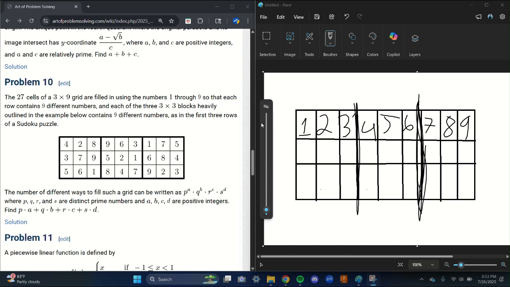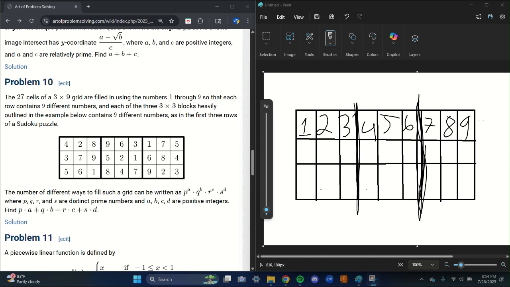In this video, I will be going over the solution to the 2025 AIME 1 problem 10. The problem says that the 27 cells in this 3 by 9 grid are filled out so that each number in each row is different, and each number in each of these 3 by 3 grids is also different. We're just asked to find the number of ways we can order that.